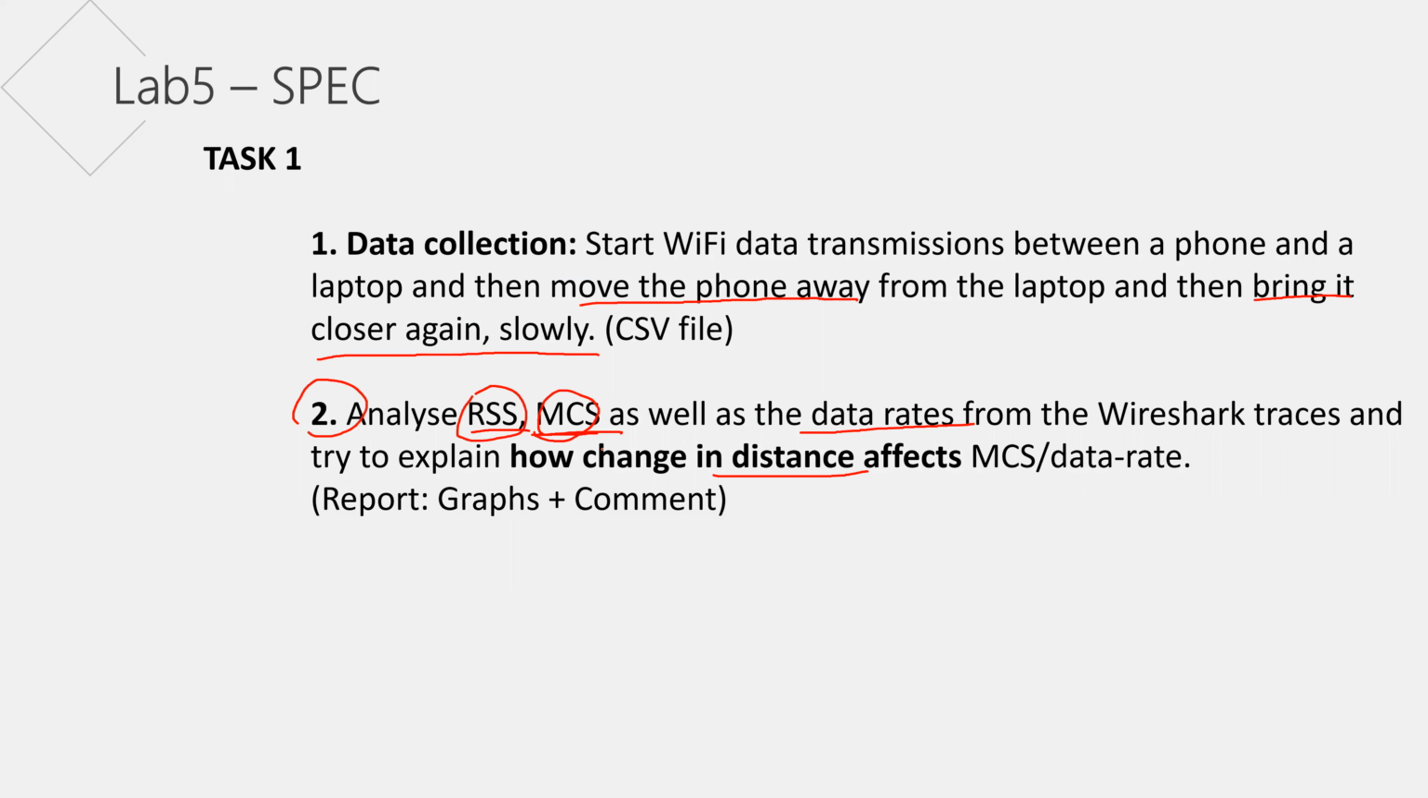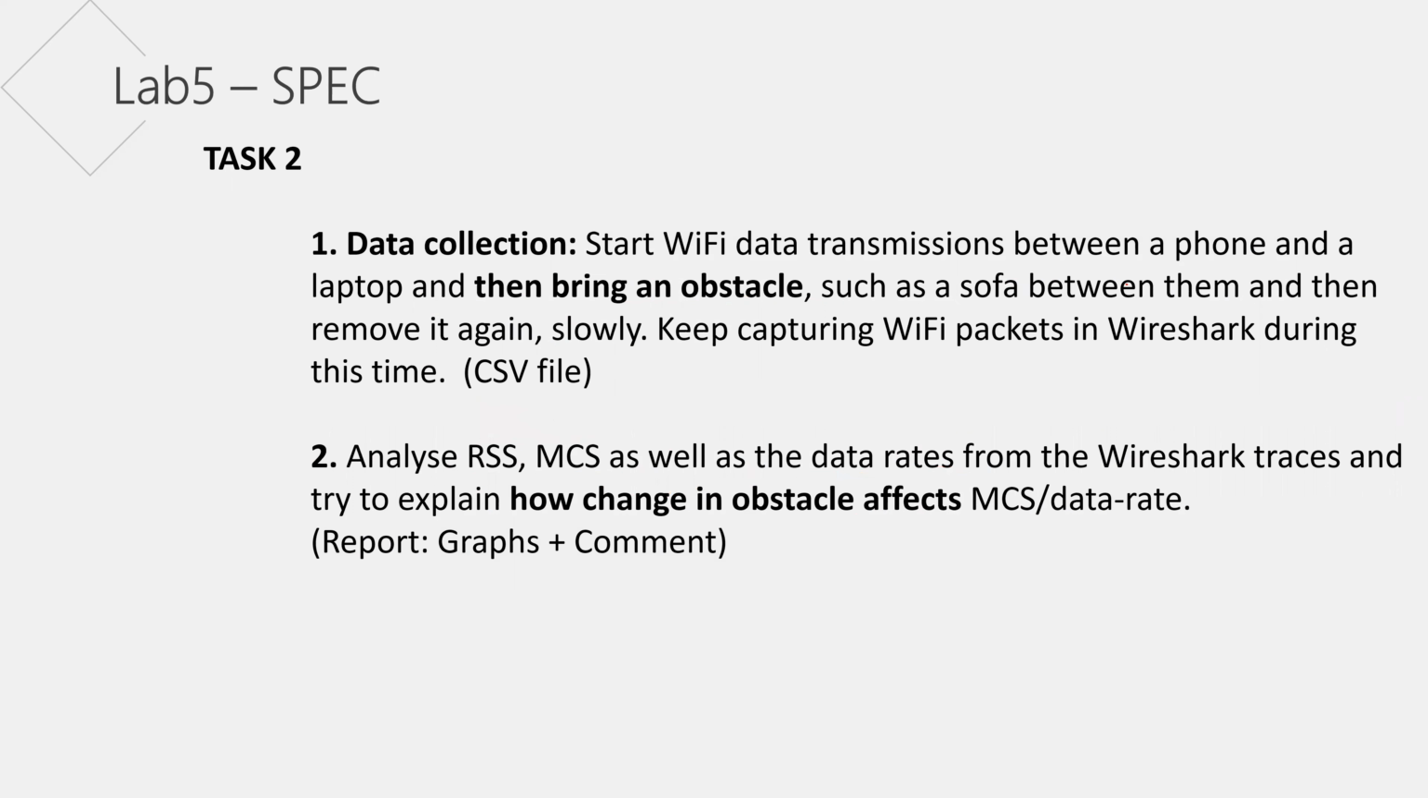This one should be pretty simple. And let's go to the next one. The second one, you can see it's almost the same, I would say. It also has two parts. The first one is data collection again. All we need to do is bring an obstacle between them, such as a sofa. But this time you are not required to move around. Just put your hotspot at a place and maybe insert an obstacle when you start the collection.